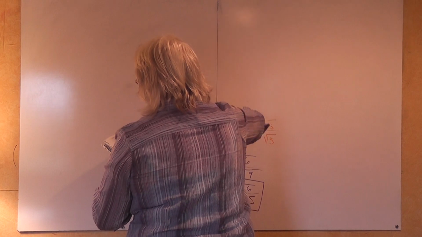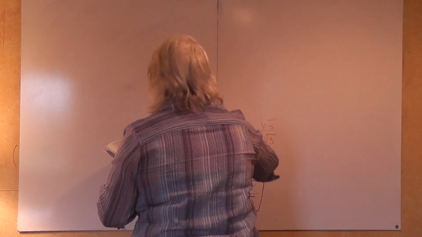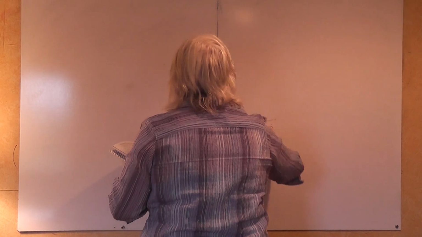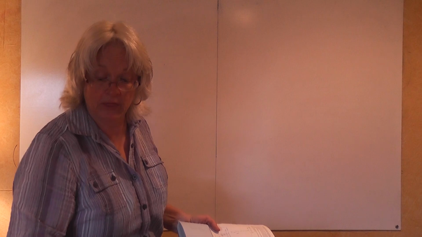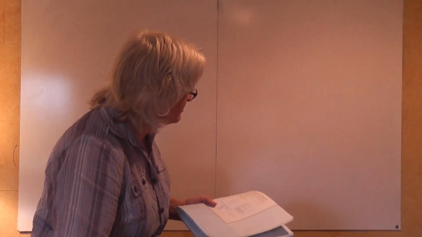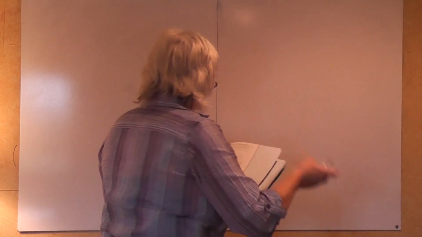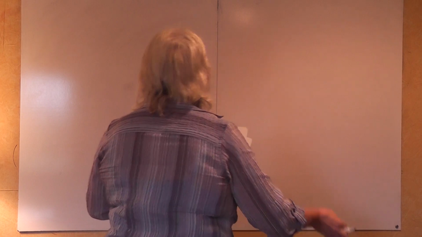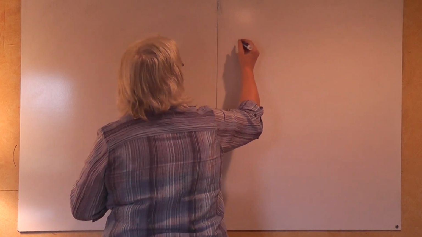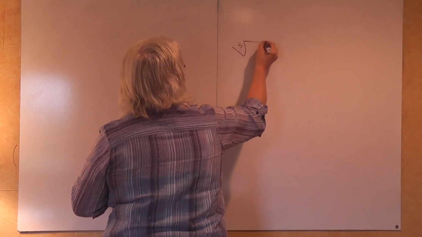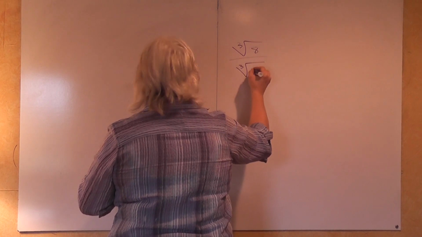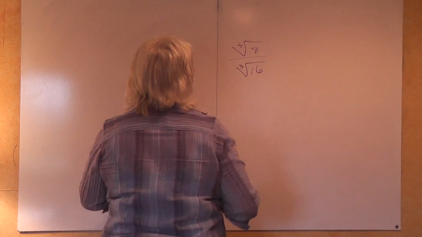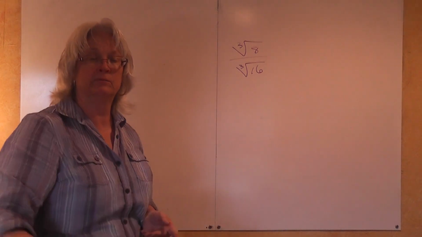So let's go ahead and look now at some roots that are not square roots, and you'll see how you can rationalize the denominator with them as well. And we have the cube root of 8, cube root of 8 divided by the cube root of 16.